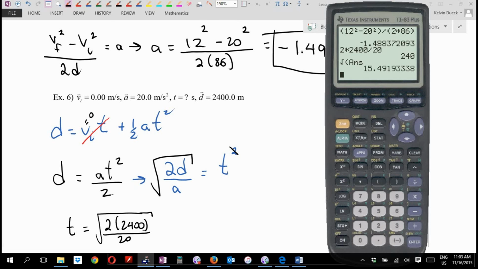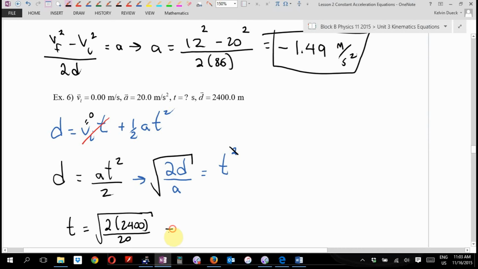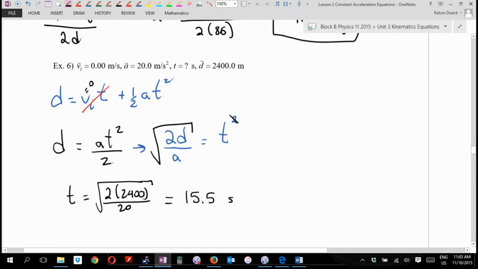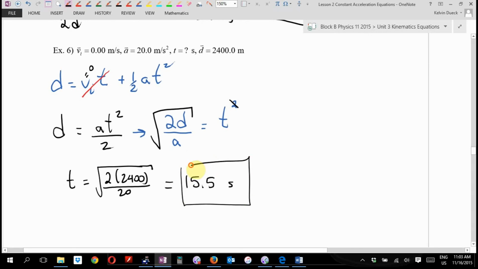I get 15.5 seconds. I've thrown an awful lot at you. This is fundamental to everything we're going to be doing for the remainder of the month. Which is why I was grumpy at some of you that weren't trying this on your calculator. You're going to find it's much more difficult than it looks.